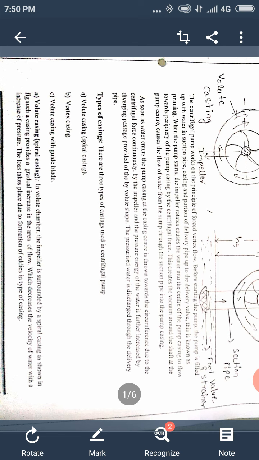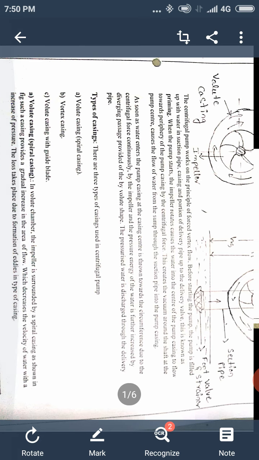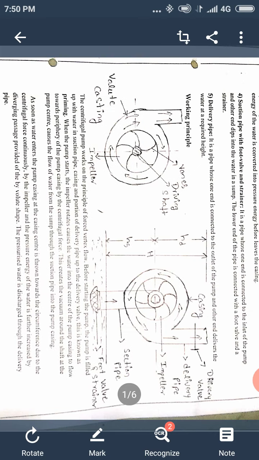Volute casing: in the volute chamber, the impeller is surrounded by the spiral casing as shown in the figure. It provides a gradual increase of area of flow, which decreases the velocity of water with the increase of pressure. And the loss takes place due to the formation of eddies in the casing.